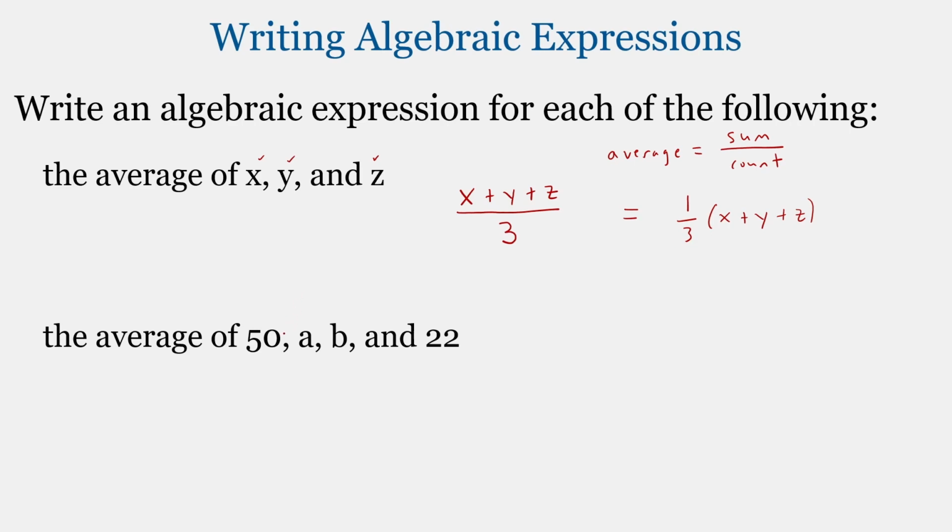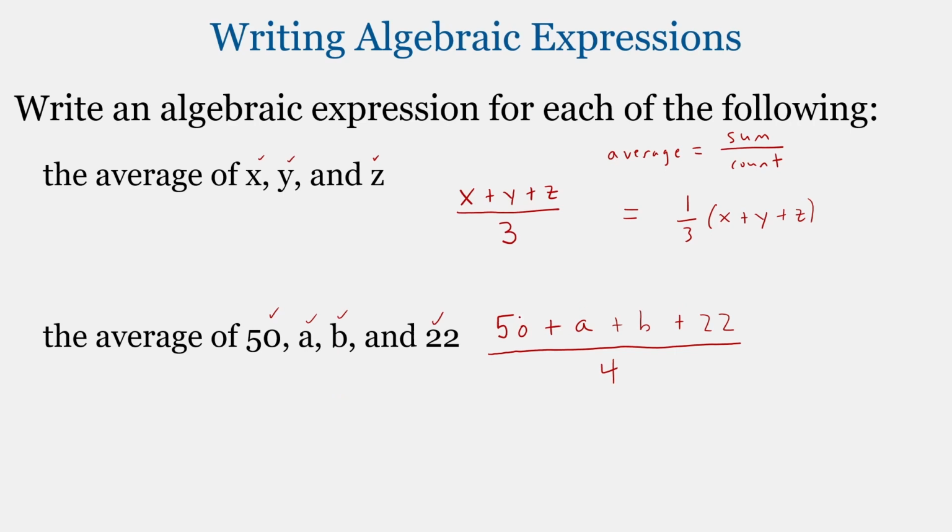Next, the average of 50, A, B, and 22. So we will add them all up. We'll find their sum. So that's 50 plus A plus B plus 22. And we will divide this by the count of numbers, how many numbers we have. So we have 1, 2, 3, 4. So 4 numbers.